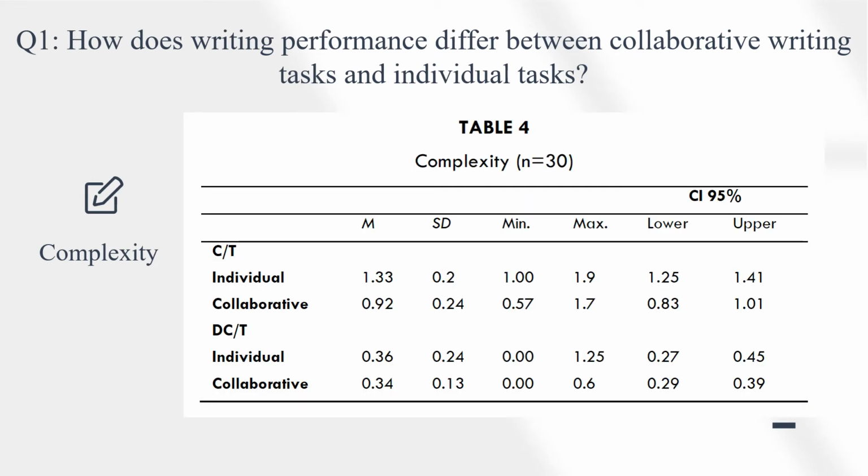The results showed that students produced more clauses per T-unit in individual writing than in collaborative writing. The number of dependent clauses per T-unit is similar in both individual writing and collaborative writing. The results suggested that participants can produce more complex texts when working alone.